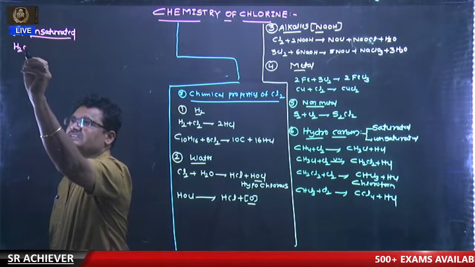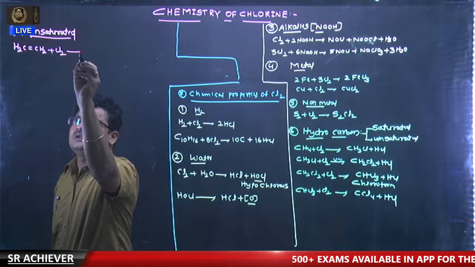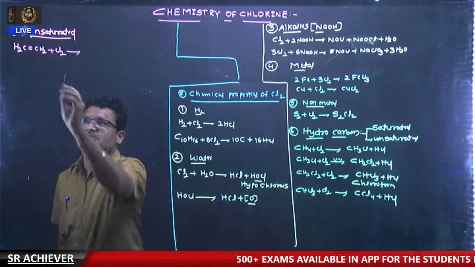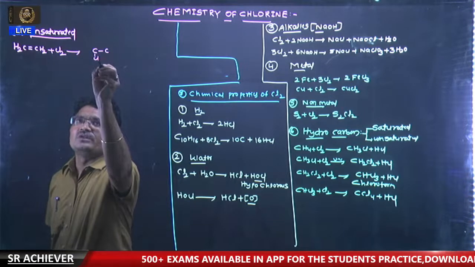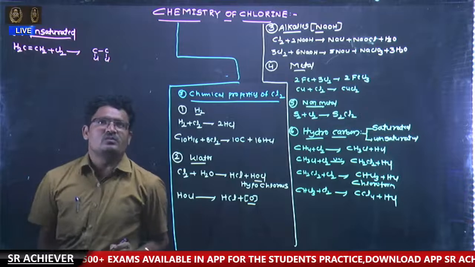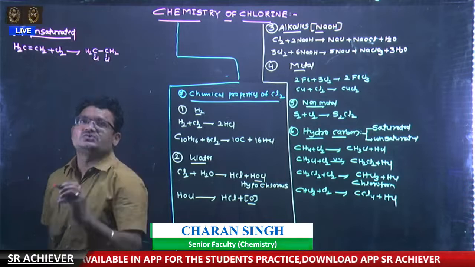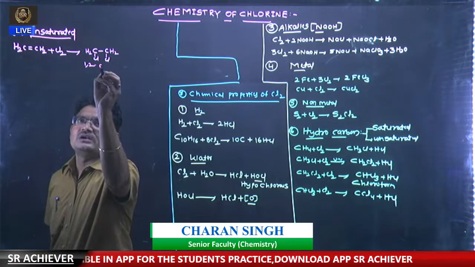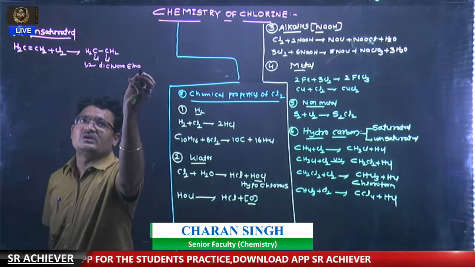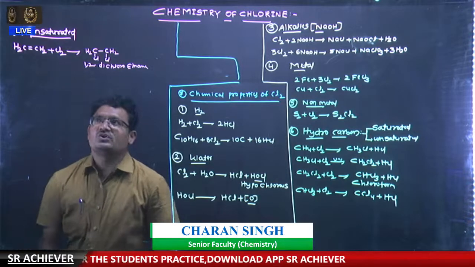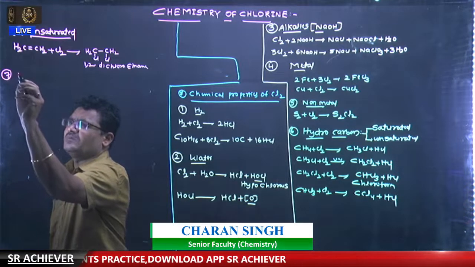Simply, CH2=CH2 reacts with chlorine. The double bond is converted to a single bond, and the two chlorines attach to both carbon sides, one chlorine on this side and one on that side. Each carbon has a valency of 4, which is why this is CH2 and this is CH2. Its name is 1,2-dichloroethane.